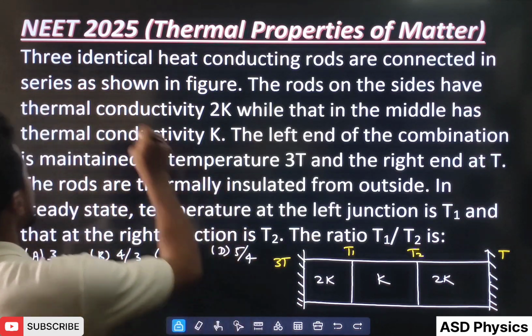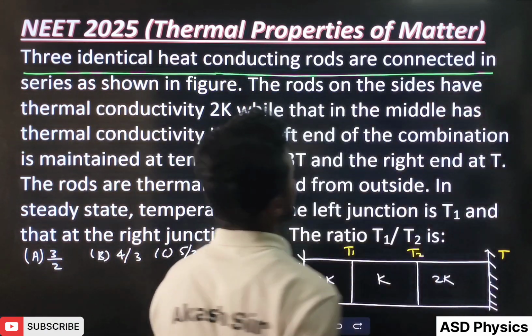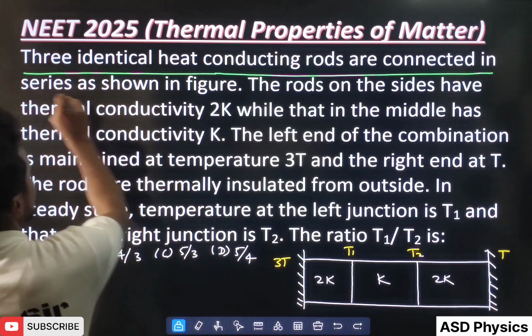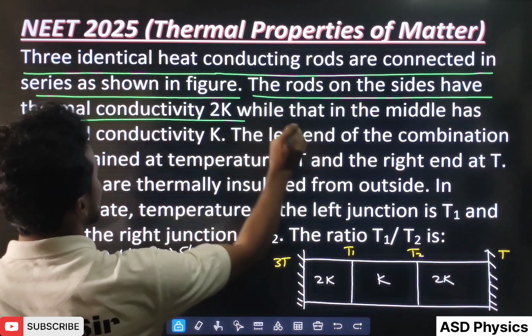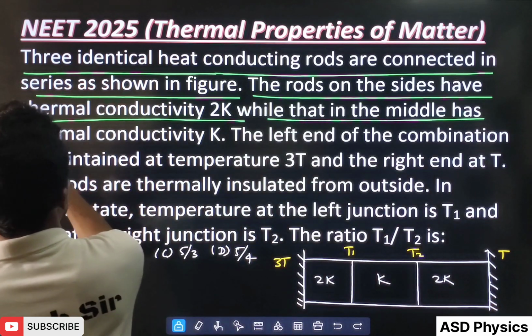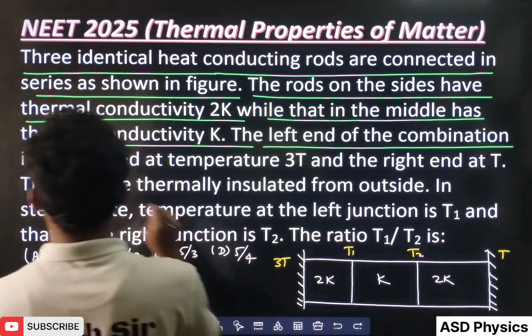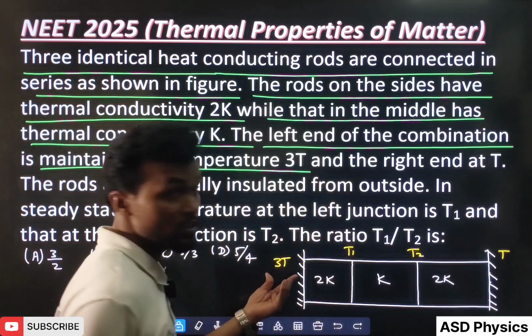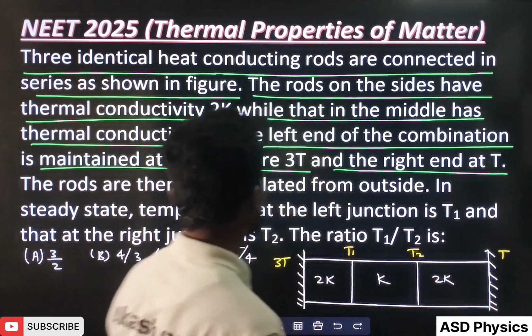So let's go through the question. The question is, three identical heat conducting rods are connected in series as shown in the figure. The rods on the sides have thermal conductivity 2K, you can see 2K, 2K, while that in the middle has thermal conductivity K. Now, the left end of the combination is maintained at temperature 3T, you can see here, and the right end at capital T, you can see.